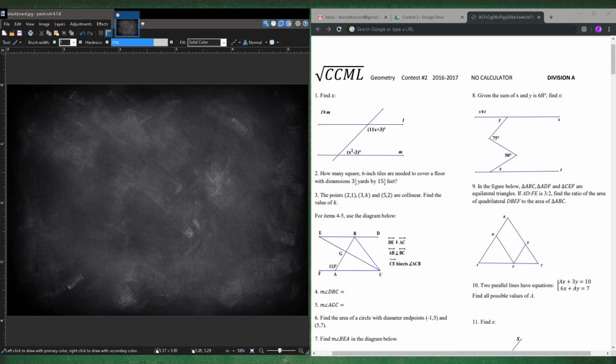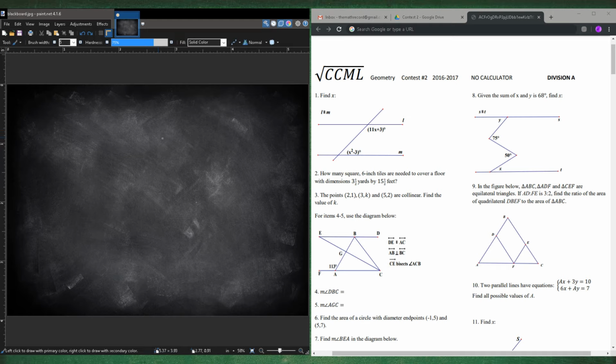Okay, question 3. The points (2, 1), (3k, and 5, 2) are collinear. Find the value of k. If they're collinear, they're on the same line, right? So you have 3 points on the same line. Basically, it tells us that since they're on the same line, they must have the same slope.